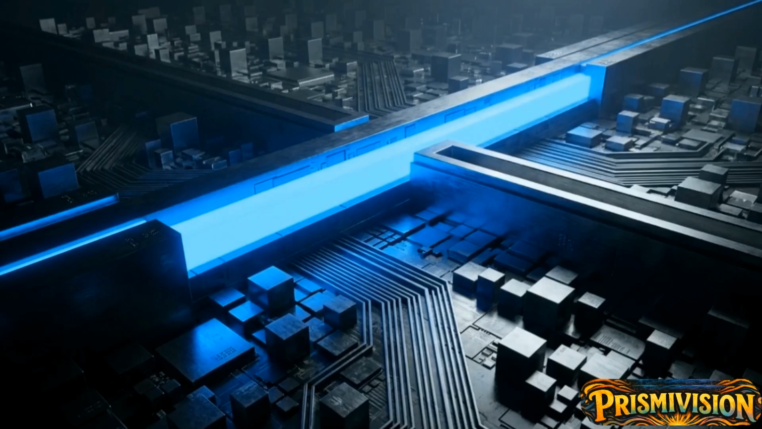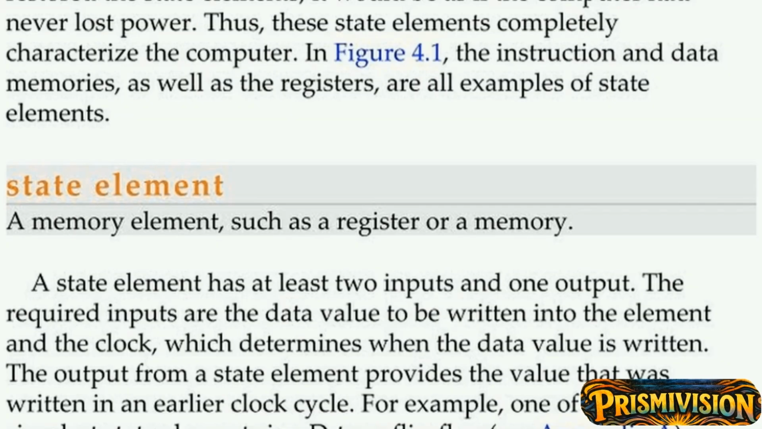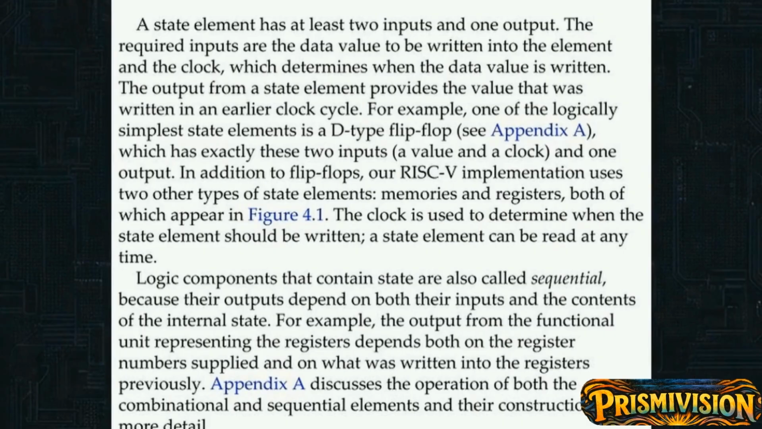The first part of the solution is building a physical dam inside the processor, a structure to catch and stabilize those fluctuating signals before they interfere with the next calculation. These dams are called state elements. As the definition shows, these are memory components like registers that contain internal storage, giving them the ability to catch a signal and hold it indefinitely.